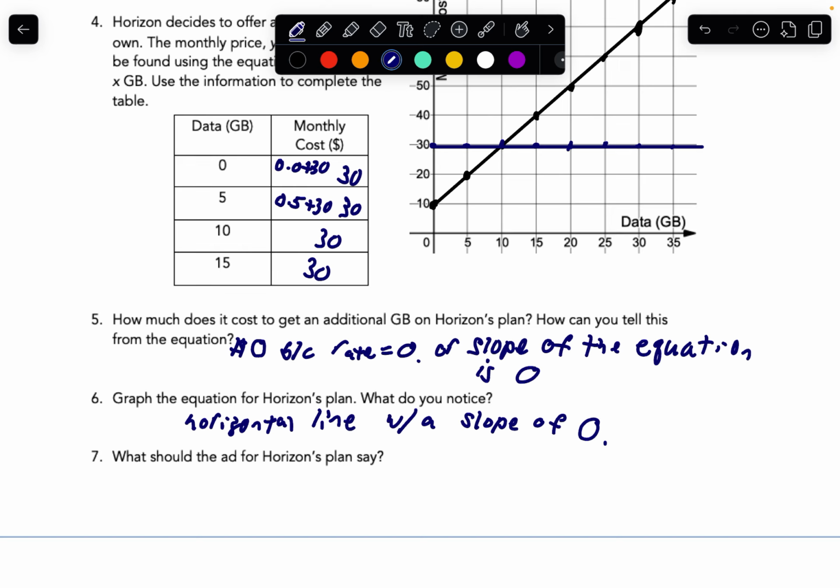What should the ad say? Well, it should say unlimited data, I think. I can't even spell unlimited. I am such a math teacher. Unlimited data for $30.